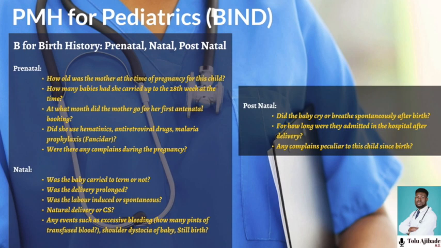So don't just say how many babies she had in the past, or how many pregnancies she had in the past, because if it wasn't up to the 28th week, it doesn't count as being viable. Okay, so moving on, you ask, at what month did the mother go for her first antenatal booking? After how many months of pregnancy did she go for her first antenatal booking?